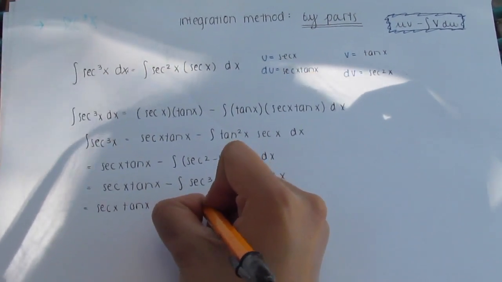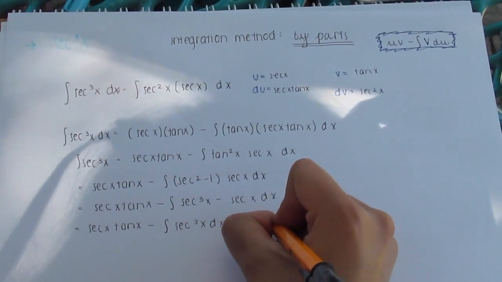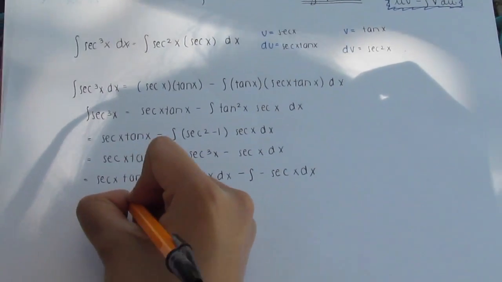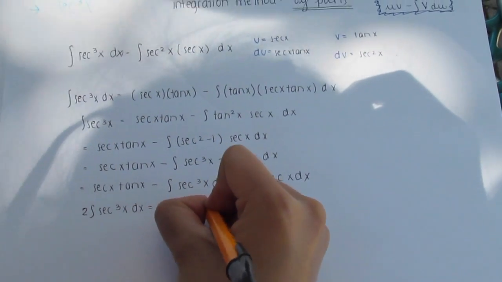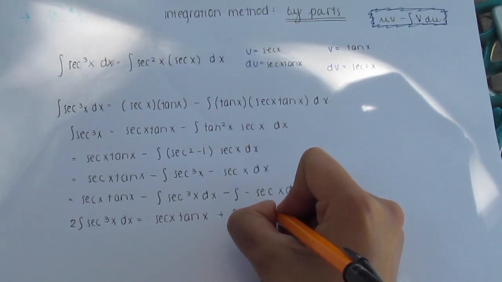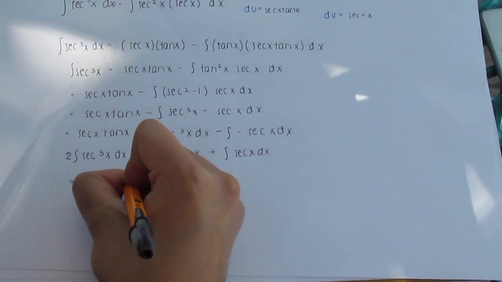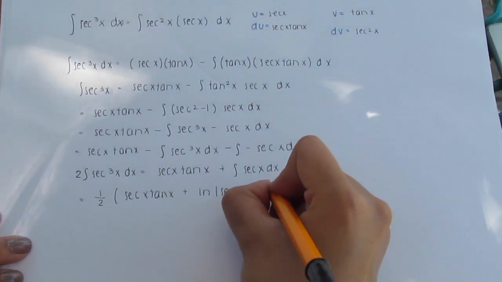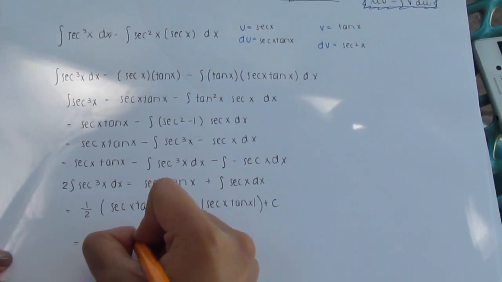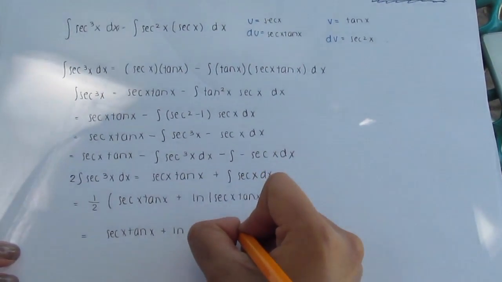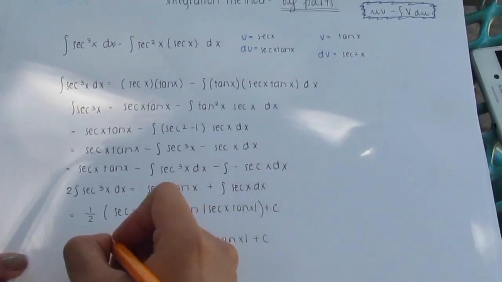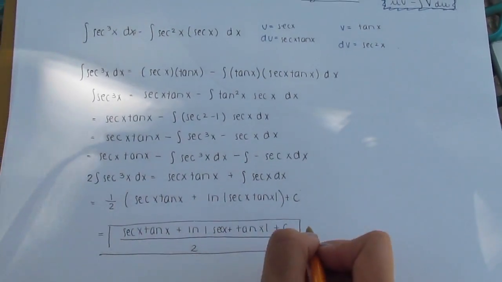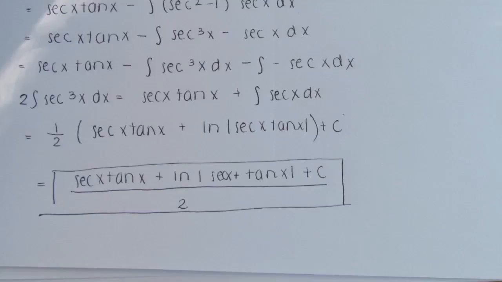We are going to multiply the second part of the antiderivative and simplify as much as possible until we can integrate. Our result is one half times secant of x tangent of x plus ln of secant of x plus tangent of x, plus c. Our final simplified result is secant of x tangent of x plus ln of secant of x plus tangent of x, plus c, all over 2.